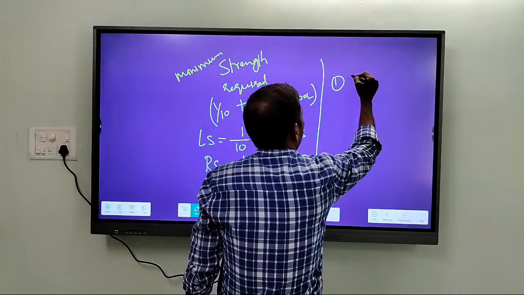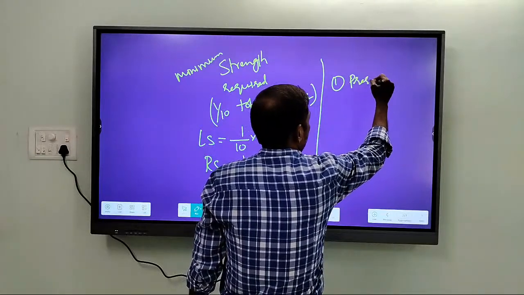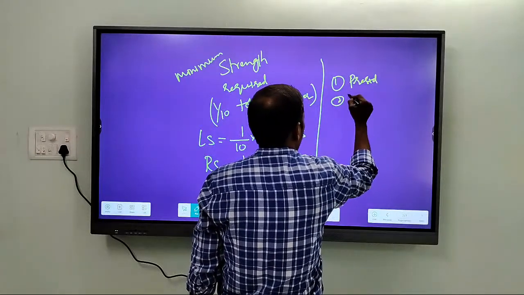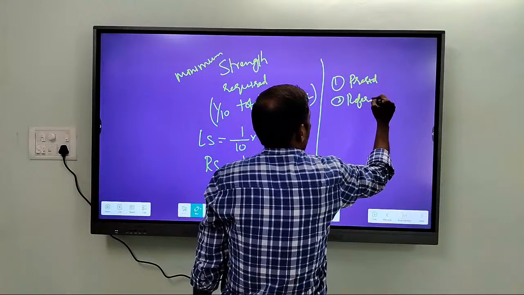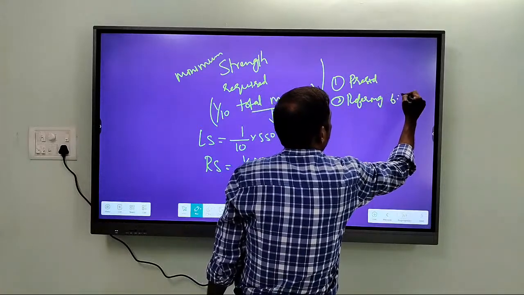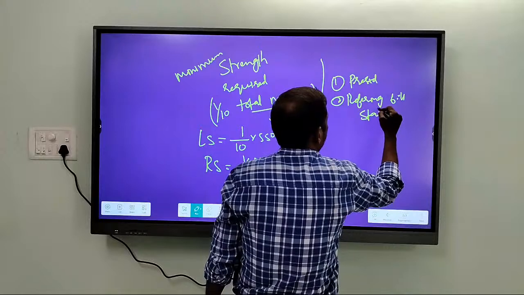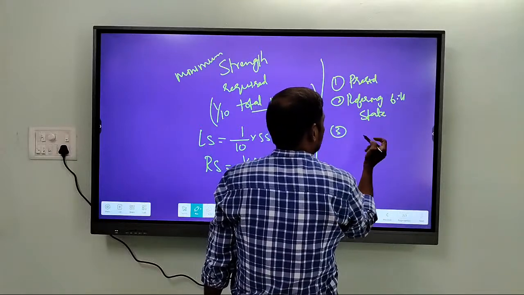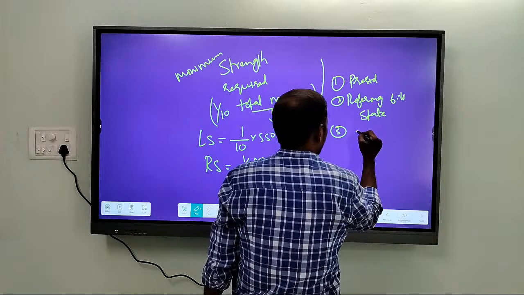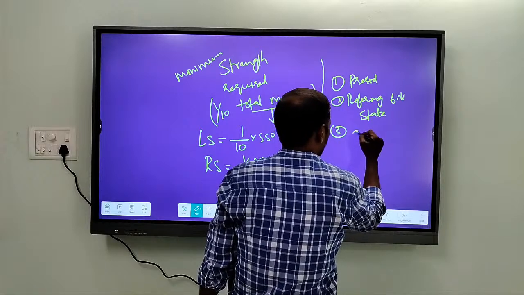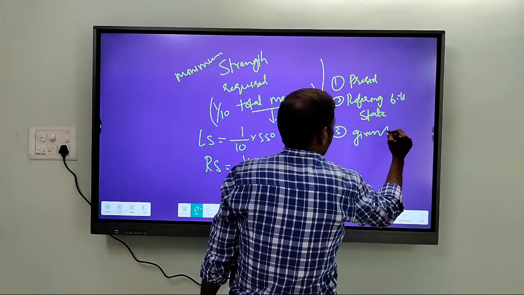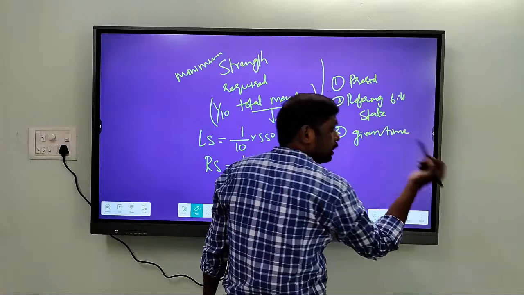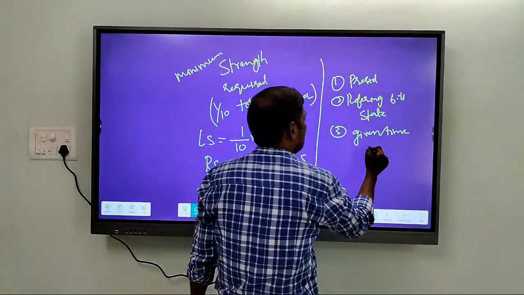One is the President taking the initiative. The second is referring the bill to the state legislature. Then the third is the states, within a given time, they are required to give their opinion.